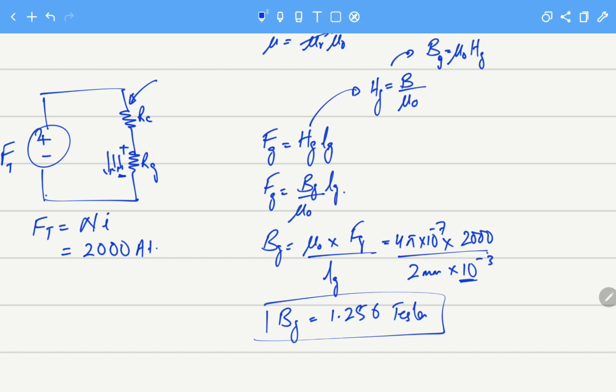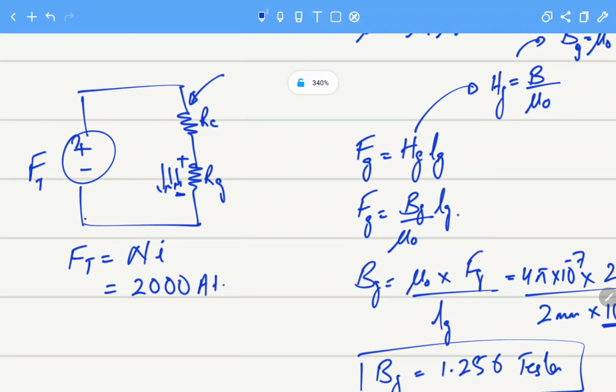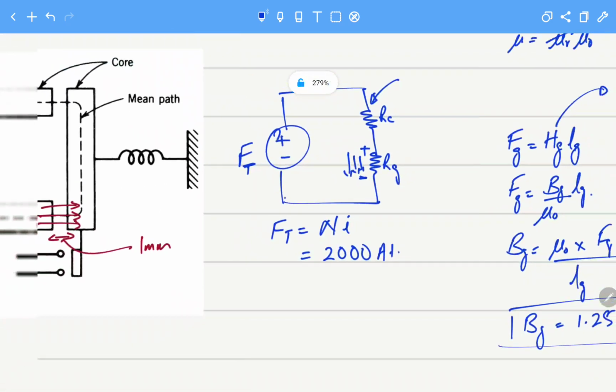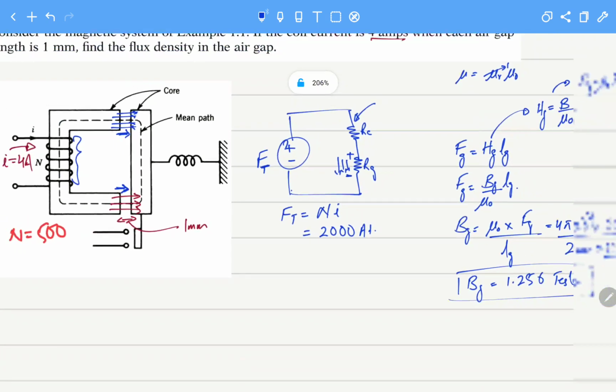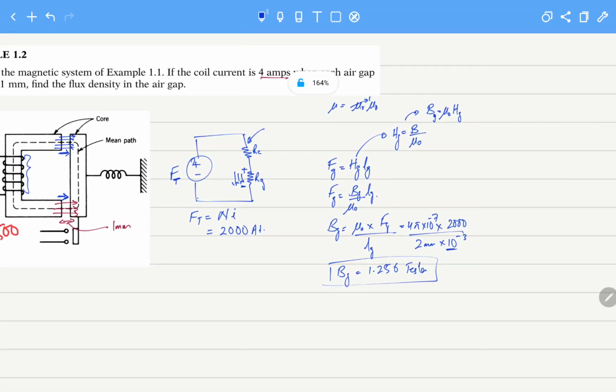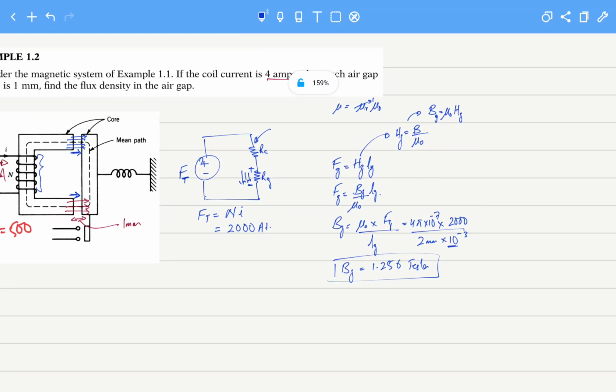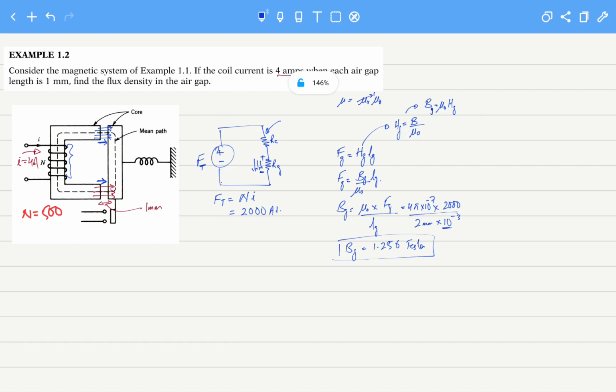In this case, we have assumed that the whole of the MMF was dropped over the air gap. That means the whole of the magnetomotive force produced in this coil was used to move the flux through this air gap. Why? Because the reluctance of the air gap was very large, so most of the force was used to move the flux, and we have calculated the flux density. I hope this becomes clear. Thank you.